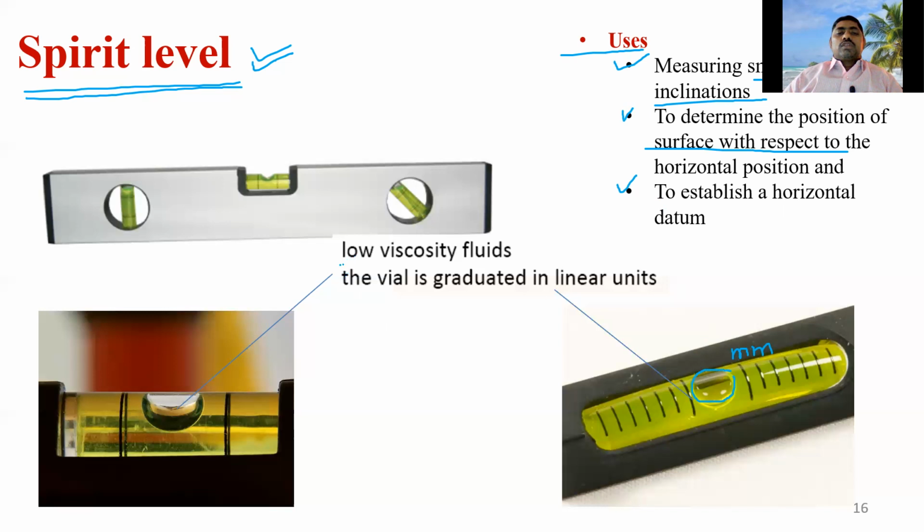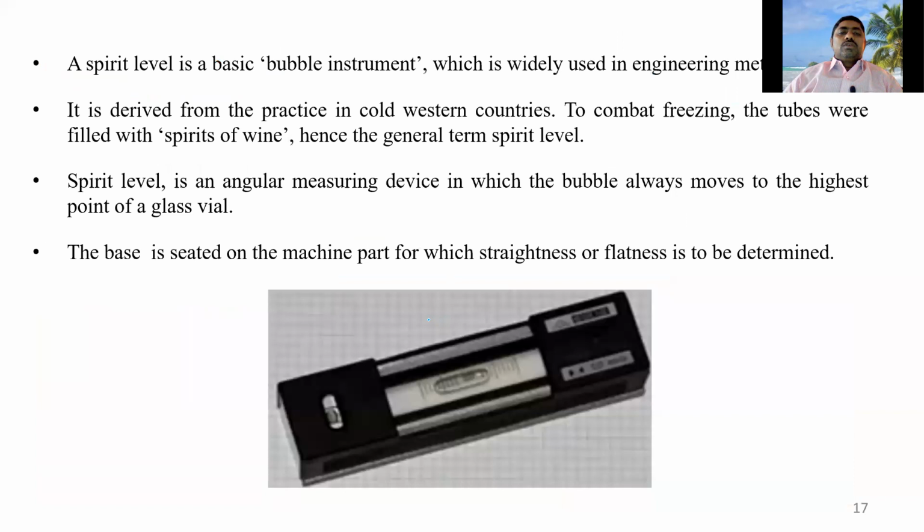So we use low viscosity fluids, and the vial is graduated. This glass tube is called the vial, graduated in linear units. In this we have two types of spirit levels. These spirit levels may be used by masons, which is called the masonry spirit level, and this is called the engineer's spirit level.